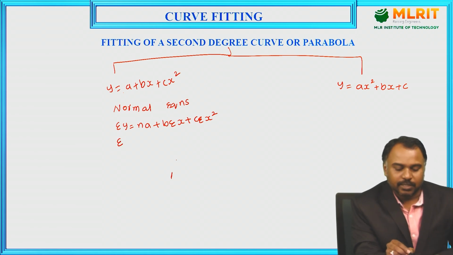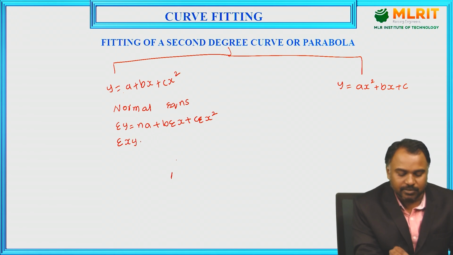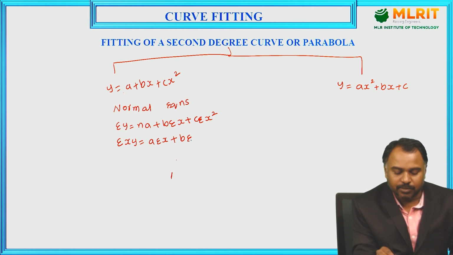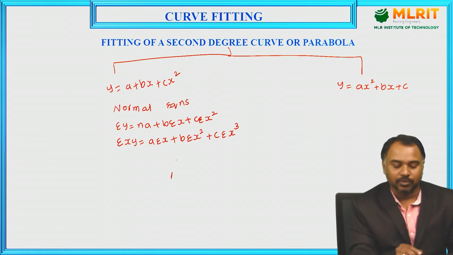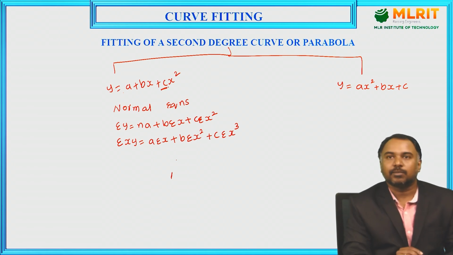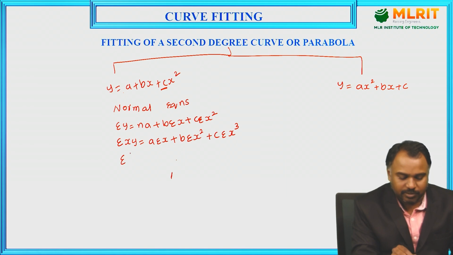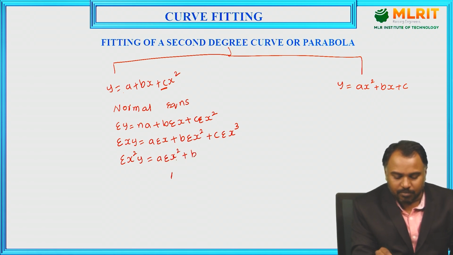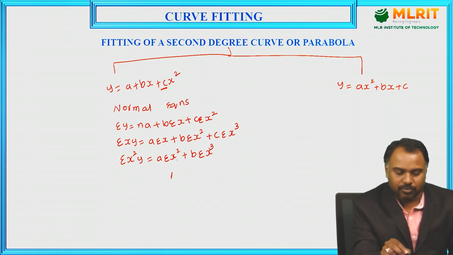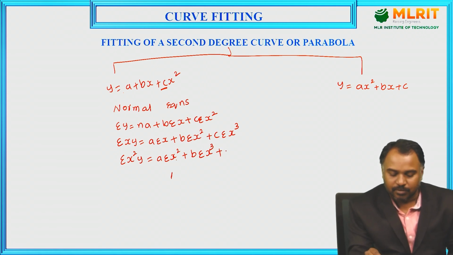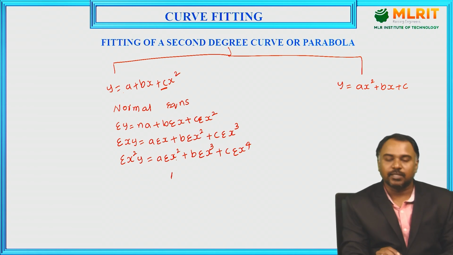In a similar way, the second equation is with respect to b. For the b coefficient, we get the equation summation xy is equal to a summation x plus b summation x square plus c summation x cube. Similarly, for the coefficient c, we get the normal equation summation x square y is equal to a summation x square plus b summation x cube, since x square into x gives x cube, plus c summation x power 4. These are the normal equations.